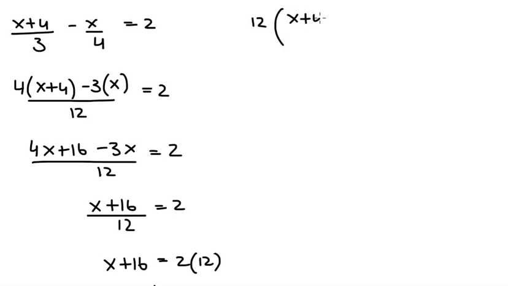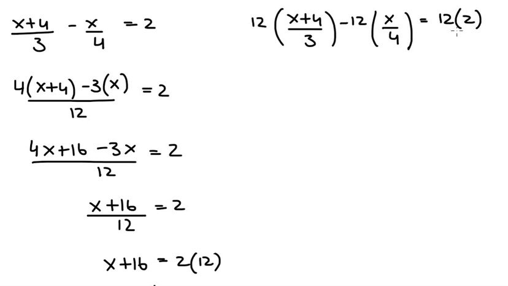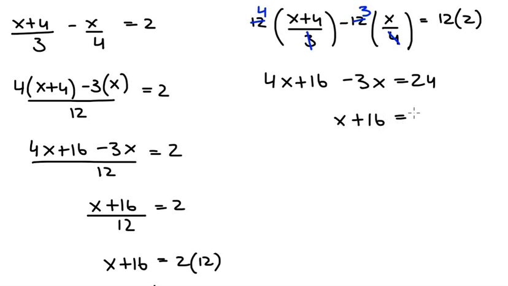So 12 multiplied by x plus 4 over 3 minus 12 multiplied by x over 4 is equal to 12 multiplied by 2. Just because 2 isn't a fraction on the right, it doesn't mean that we forget about it. We still have to multiply everything by 12. So 3 divides into 12 4 times, 4 divides into 12 3 times. We multiply everything out. So 4x plus 16 minus 3x is equal to 24. 4x minus 3x gives us x, so we have x plus 16 equals 24. X is equal to 24 minus 16, so x is equal to 8.